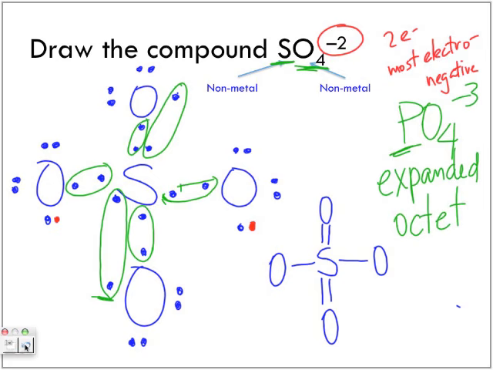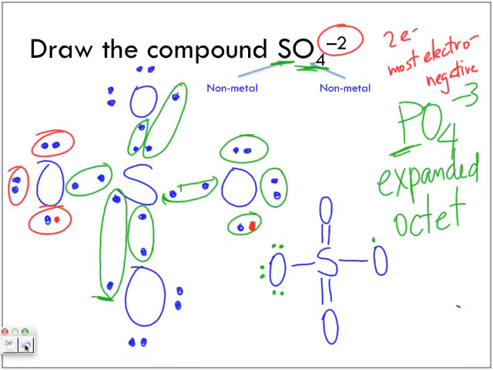So we've got 3 pairs around that oxygen, so we're going to draw those in. 1, 2, and my third pair. Now the oxygen on the right side of it, same thing. Here's one pair, another pair, another pair. So one pair, our second pair, and our third pair.